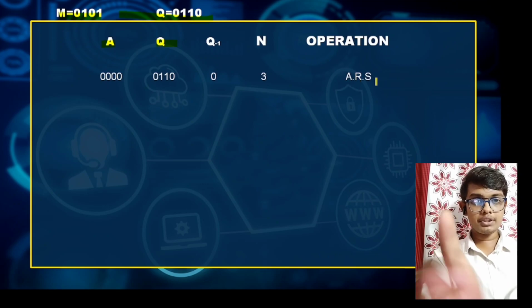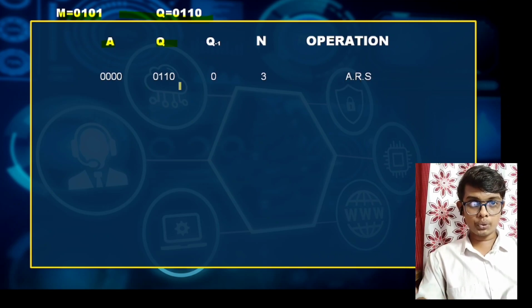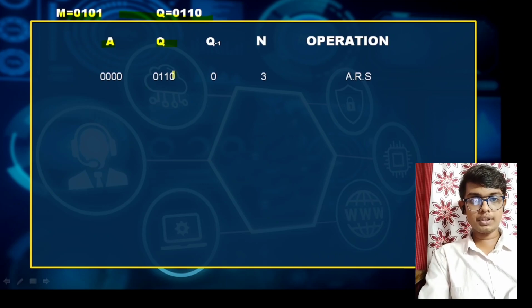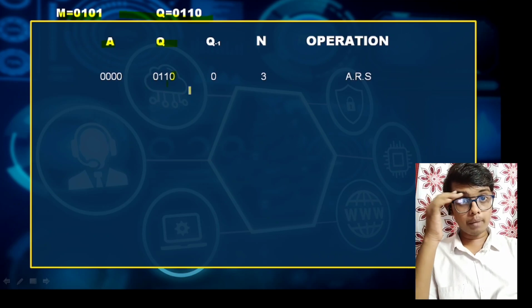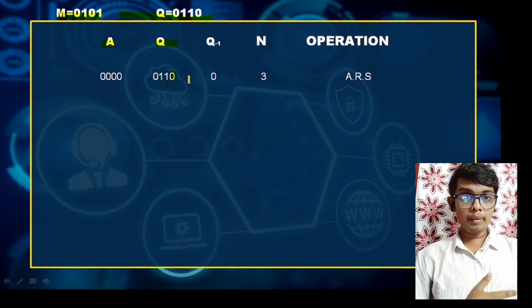As you can see, in the first step we have to consider the Q0 and Q minus 1. Here, as you can see, this is Q0 and this is Q1, Q2 and so on up to Qn. Here this is Q0, Q1, Q2 and Q3. Now the first step is we have to compare Q0 and Q minus 1. So I am comparing Q0 and Q minus 1, 0 0.